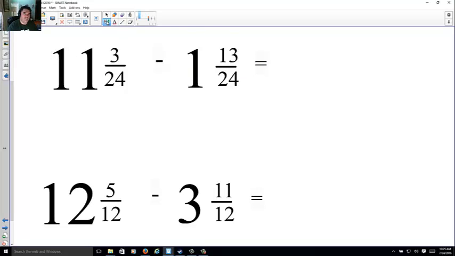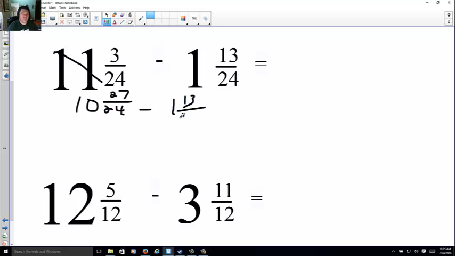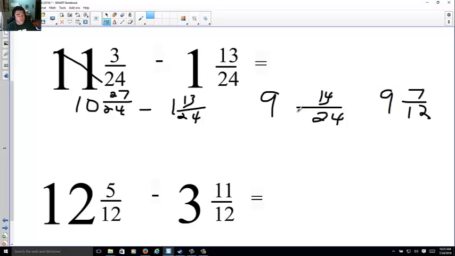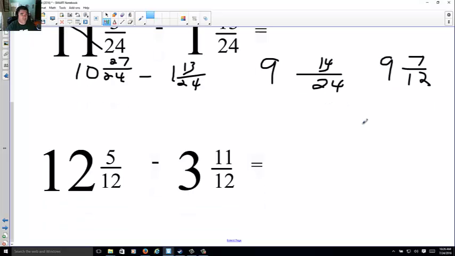Okay, let's take a look here. 3 is smaller than 13, so I cash in and make 10. Add 24 to 3, which makes 27. 1 and 13 over 24. 27 minus 13 is 14 over 24. 10 minus 1 is 9. Now all I have to do is take 14 and 24 and divide by 2 to get 7 over 12. And hopefully you got 9 and 7/12. If you got 9 and 14 over 24, that's good. If you got 9 and 7 over 12, you're epic.